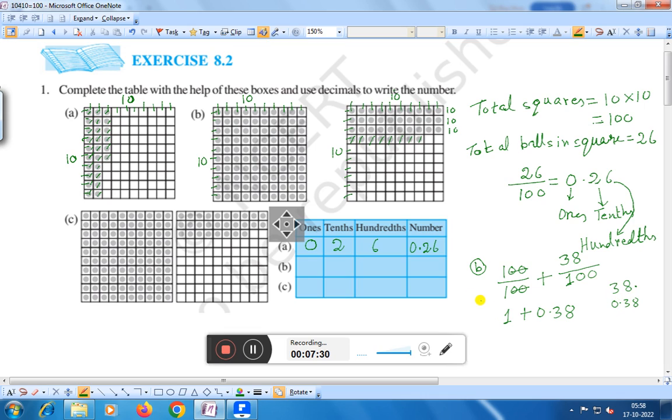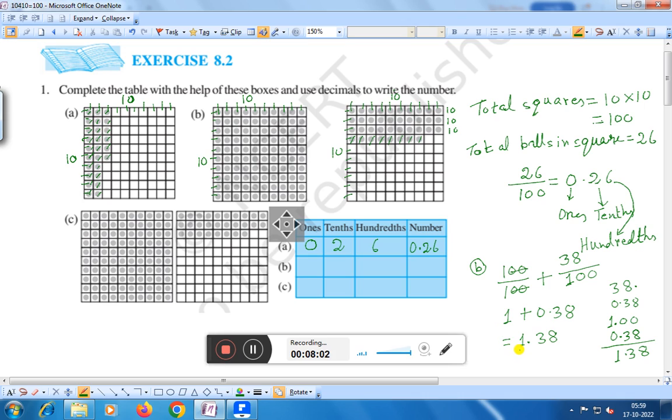0.38, right? Now, if we add 1 with 0.38, 1 can be written as 1.00 and 0.38. If we add this, we will get 8, 3, 1. We are getting 1.38. Now with the place value, we know the place value.